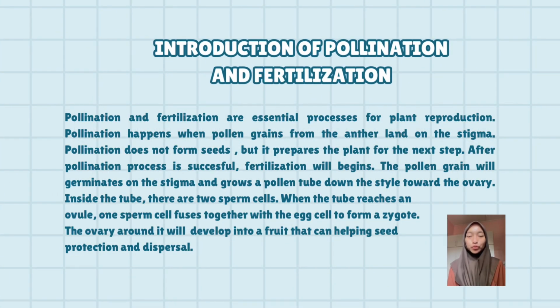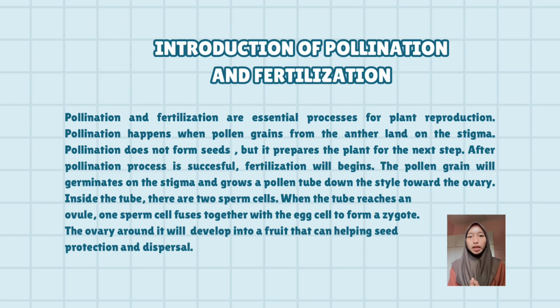Now, let's move on to the introduction. Pollination and fertilization are essential processes for plant reproduction. Pollination happens when pollen grains from the anther land on the stigma through different agents such as rain, insects, animals, or water. Pollination does not form seeds, but it prepares the plant for the next step.